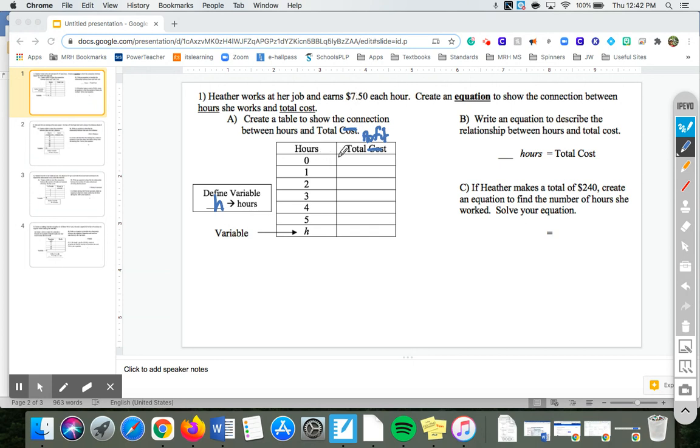You've got to think, if she worked 0 hours, how much would she make? Well, she would make $0. If she worked 1 hour, she would make $7.50. If she worked for 2 hours, she would make $15. If she worked 3 hours, she would make $22.50. We would keep going on and on with this.